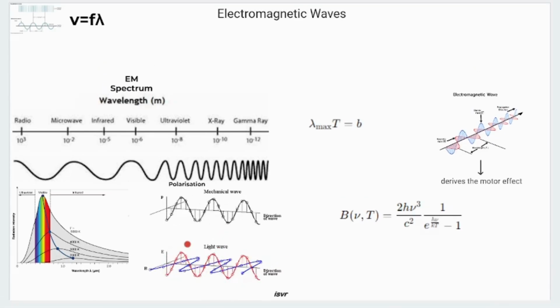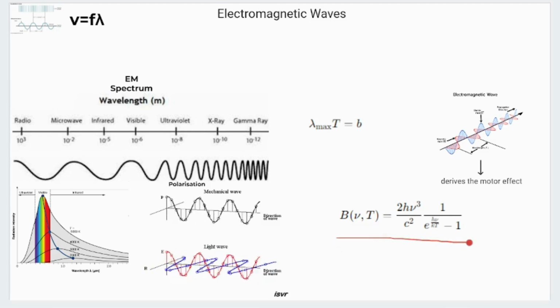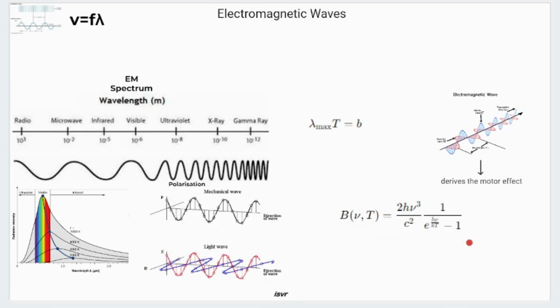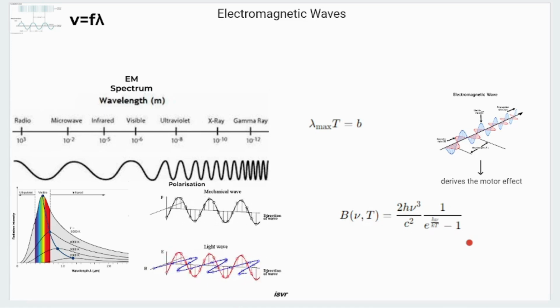The spectral radiance of a black body at temperature T is given by Planck's law. B_ν(T) equals 2hν cubed over c squared times 1 over e to the power of hν over kT minus 1. k is the Boltzmann constant, c is the speed of light, h is Planck's constant, T is the absolute temperature.